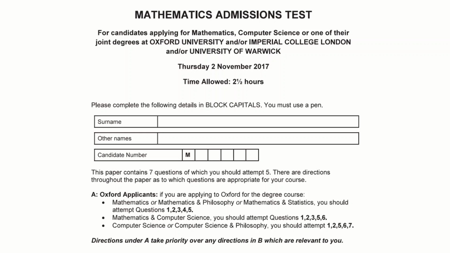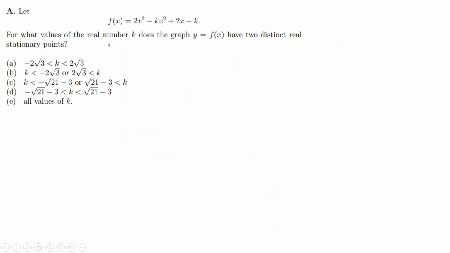This is Maths 2017. I'll do the first question, just the first 10 multiple choices. Let's get straight into it. We're looking for two distinct stationary points. So differentiate, nice and straightforward. Stationary points are when the derivative is 0.